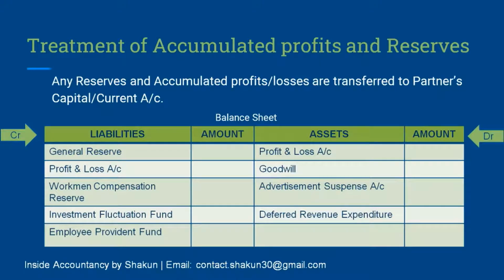Now, I've also mentioned employee provident fund here, although it is not an accumulated profit and reserve. Why? Because it is an outside liability. EPF is the money of the employees that is kept safe with us. So we cannot just utilize it for our purposes. It is an outside liability and it is not transferred to partners' capital or current account. Rest, all these amounts are written off in their old ratio and transferred to partners' capital account.